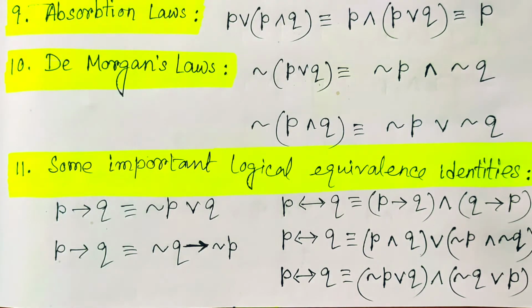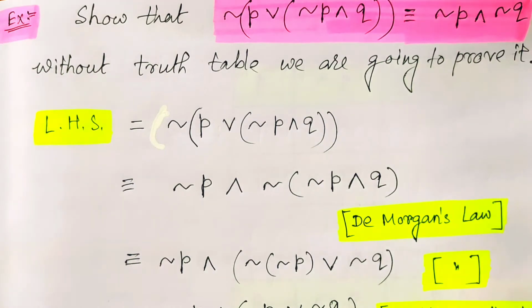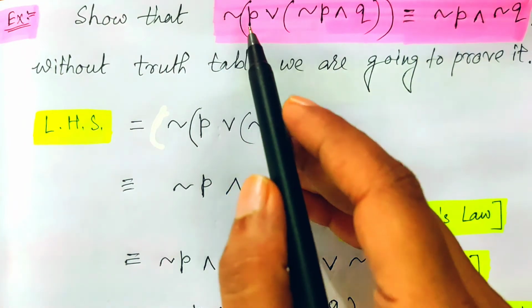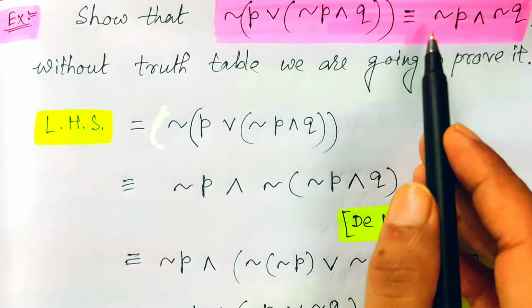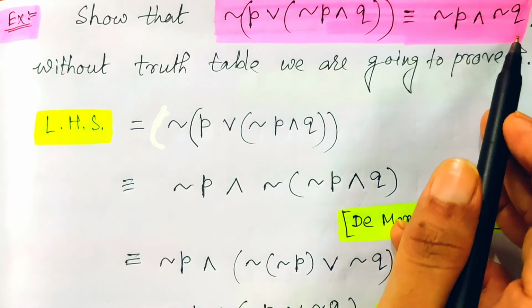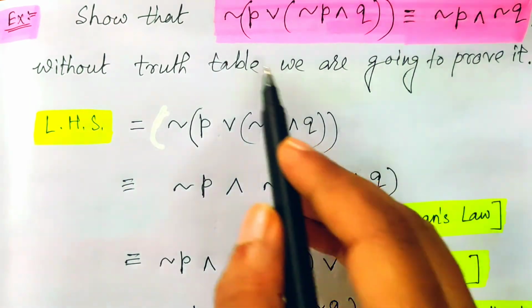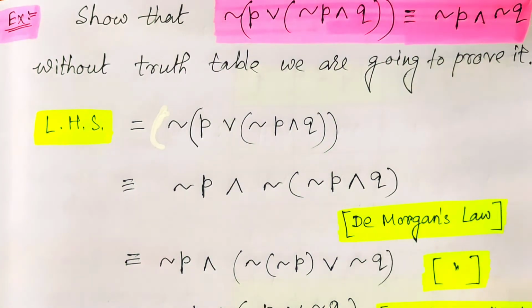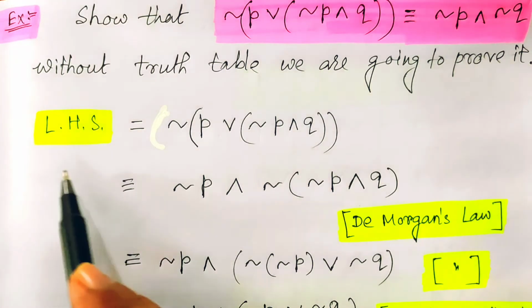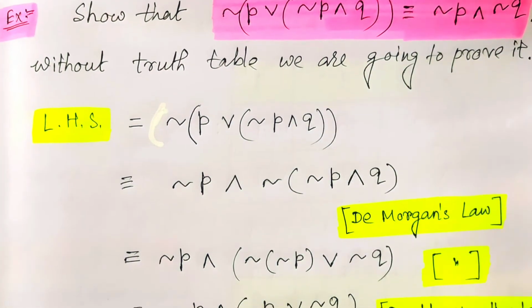So how to apply these things in the application part, that we find out using this next example. Suppose the expression given here is not (P or (not P and Q)), and it is equivalent to not P and not Q. That means we are supposed to show whether this identity is equivalent to this identity or not, without using the truth table. So how to prove it? Let us start from the left hand side.